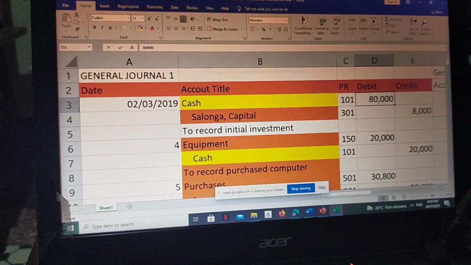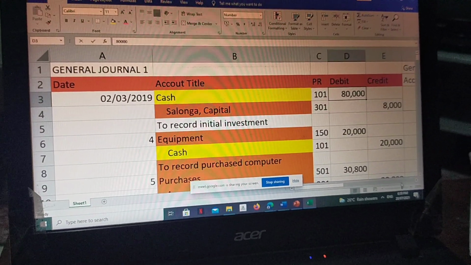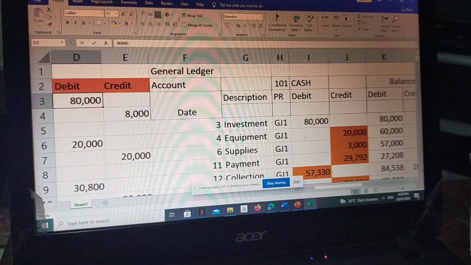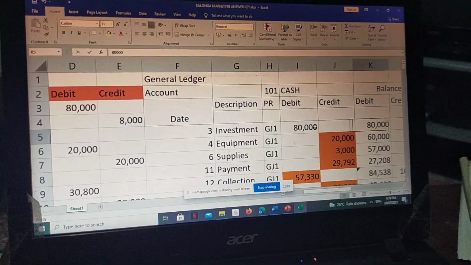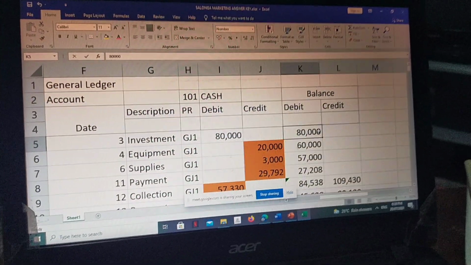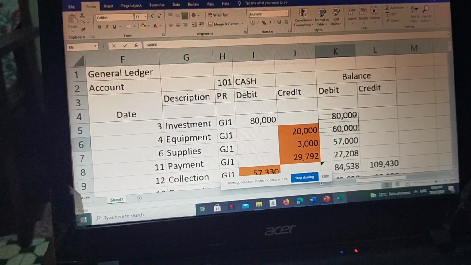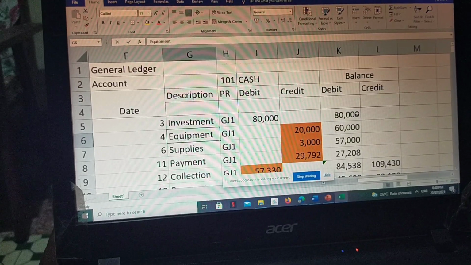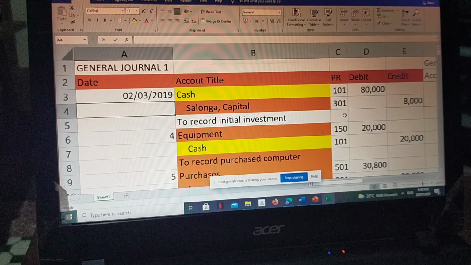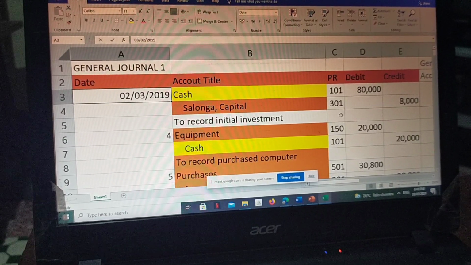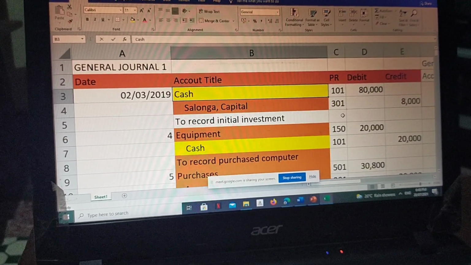Debit to cash of 80,000. Transfer it to your cash GL, 80,000 debit, and then forward it to the running balance debit also of 80,000 pesos. If you can, another tip pala, you can record per account.